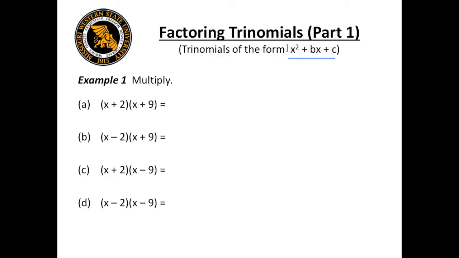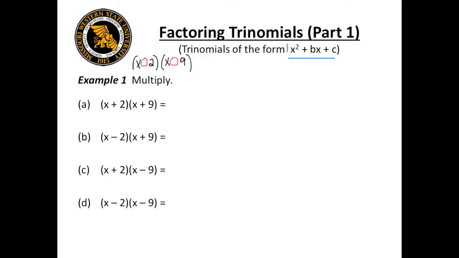In example 1, we're asked to multiply 4 pairs of binomials. Notice the similarities between these 4 pairs. In each pair of binomials, the first term of each binomial is an x. Furthermore, the second term of the first binomial consists of a 2, and the second term of the second binomial consists of a 9. The only difference between the 4 pairs is the operation that connects the 2 terms in each binomial.